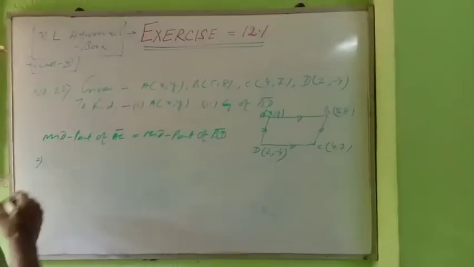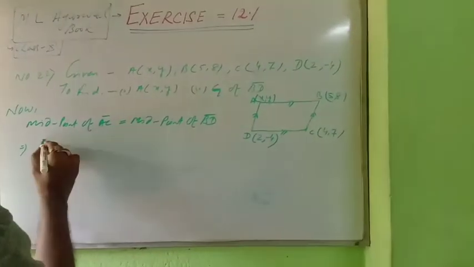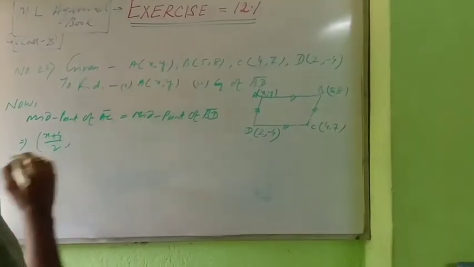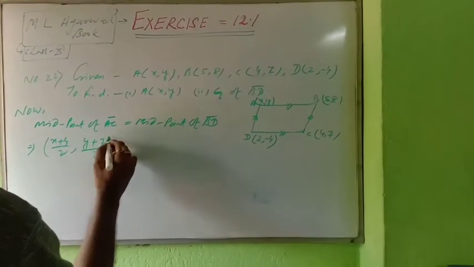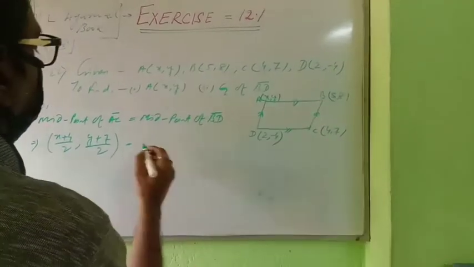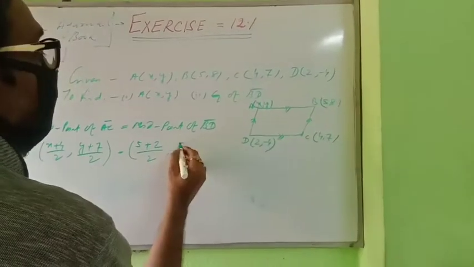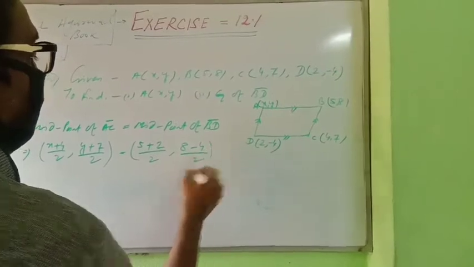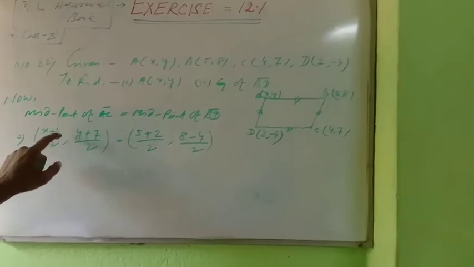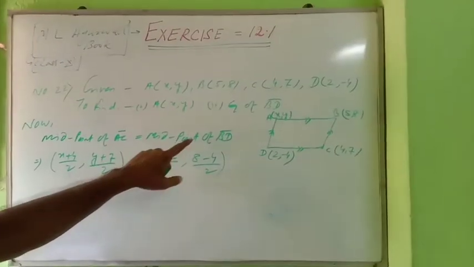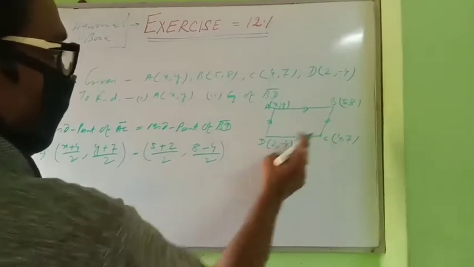Now tell me, midpoint of AC formula will be what? x plus 4 by 2, then y plus 7 by 2. Same process, midpoint of BD, 5 plus 2 by 2, then 8 minus 4 by 2. Midpoint formula, you know, x1 plus x2 by 2, x coordinate addition by 2, y coordinate addition by 2. Same process, BD midpoint is 5 plus 2 by 2 and 8 minus 4 by 2.